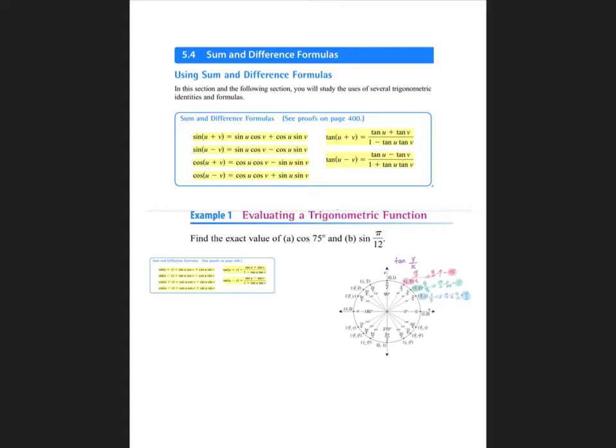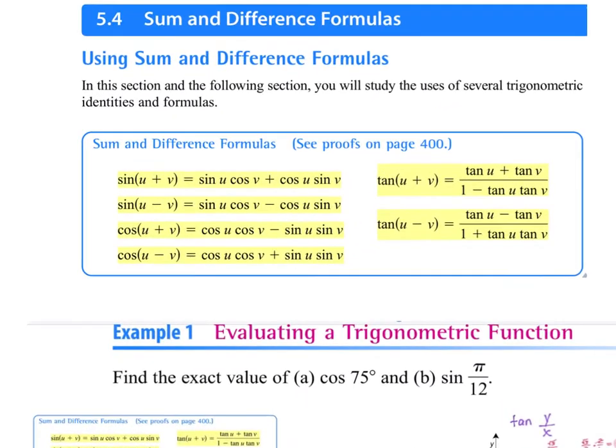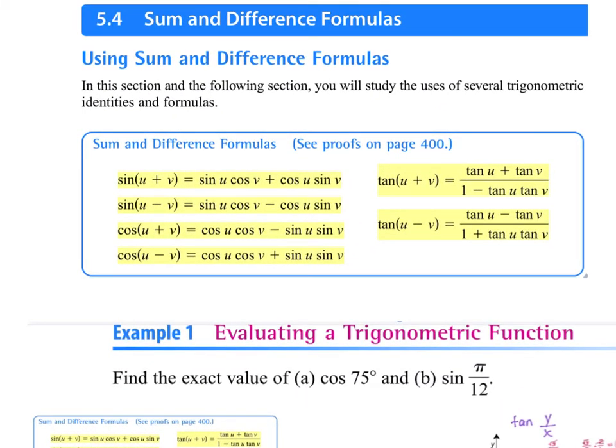All right, so in 5.4, we have sum and difference formulas. Sometimes we're going to be asked to find the cosine or sine of an angle that is not on our unit circle. So to do that, we have to use one of these formulas, which will be given to you on the next test. So you don't even have to memorize them. All you got to do is plug it in. So we use these when the angle is not on the unit circle.